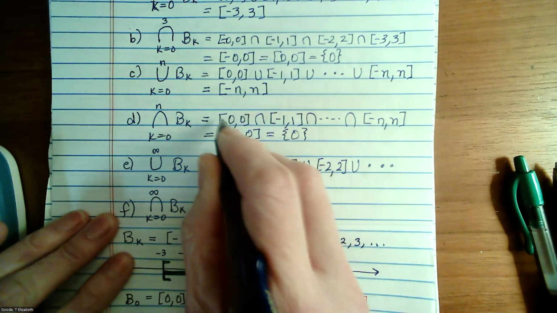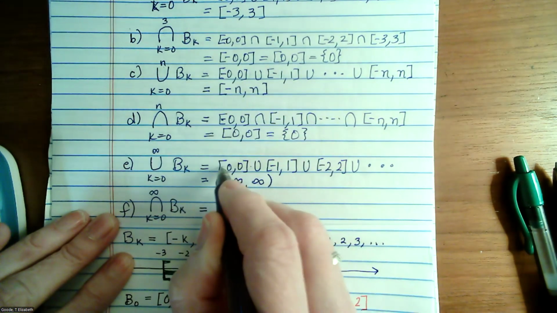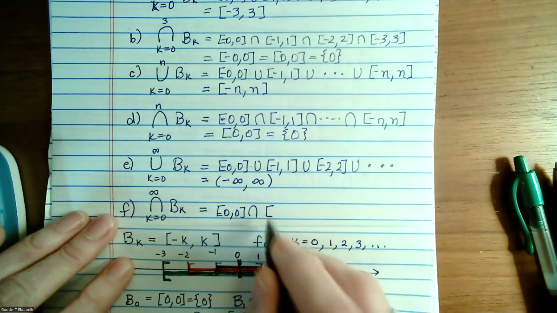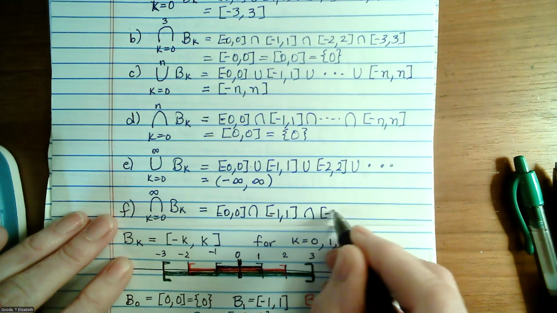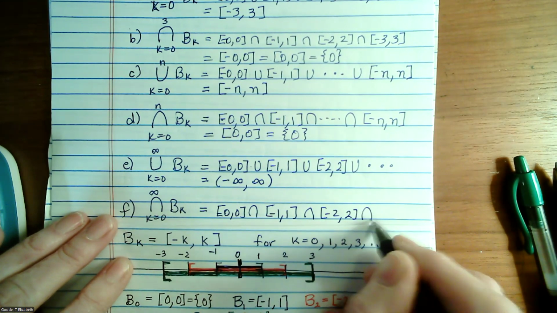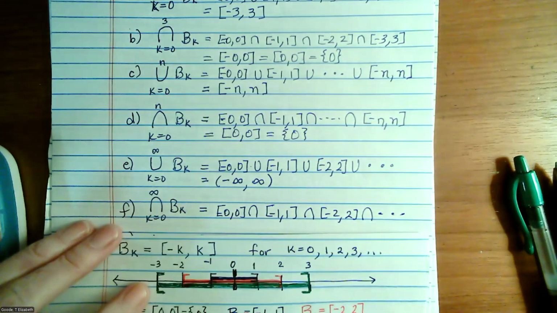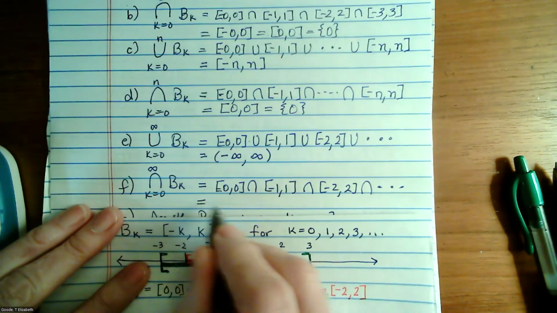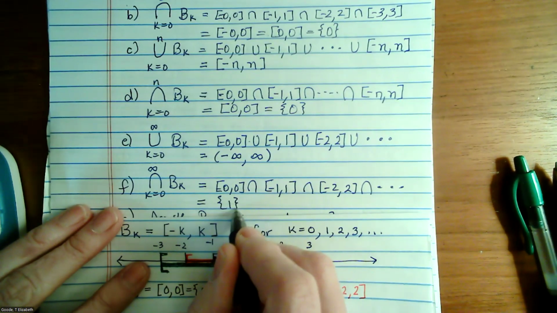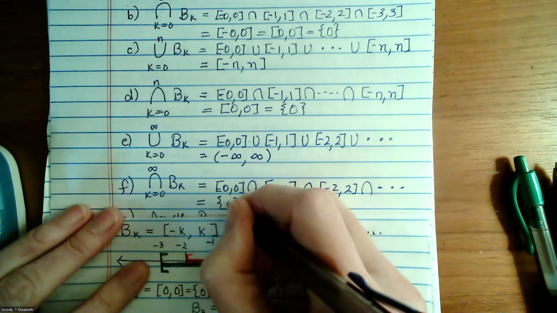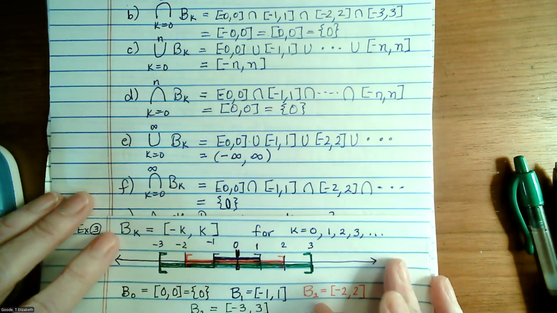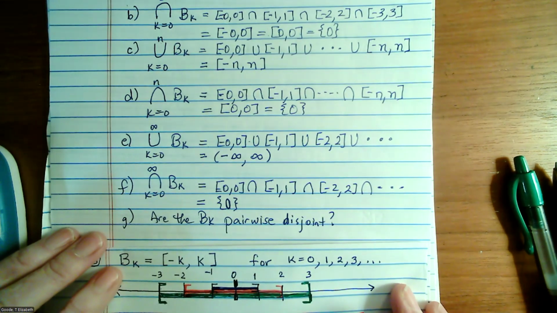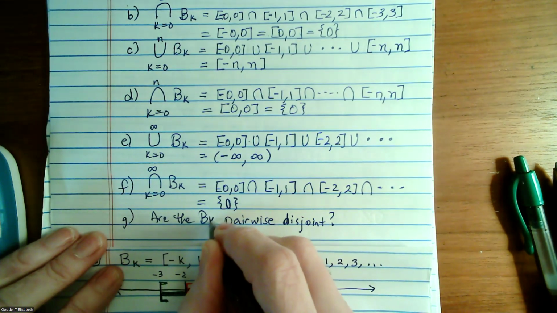I could put negative 0 here. I think in the notes I put negative 0, but, come on, it's just 0. It doesn't really help us to keep on adding more to that intersection. The bottom line is the only element that's going to be in all of those is the single number 0. So are the B sub k pairwise disjoint?